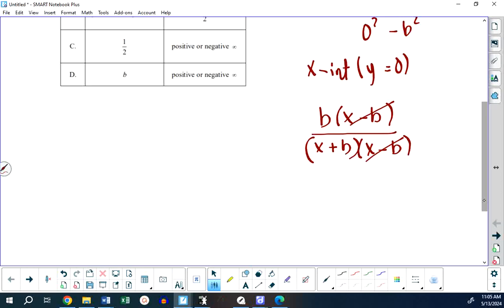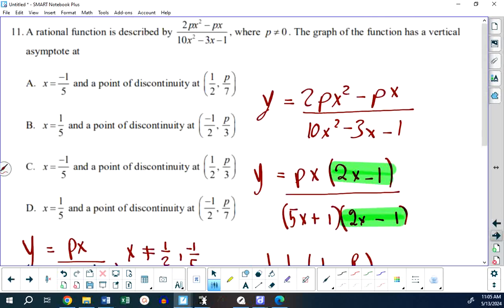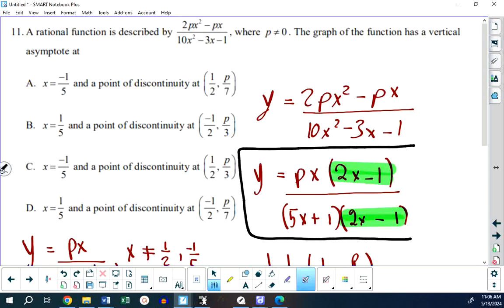There's no x in this. This is just a number. There's no x there. If I take a look at this one and I say, well, what are the x-intercepts? Just looking here, everybody. There's a vertical asymptote at negative 1/2, at negative 1/5 for x. There's a hole at positive 1/2, and there's an x-intercept at 0.